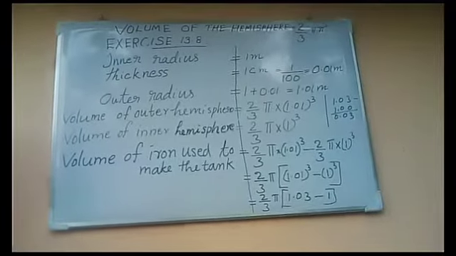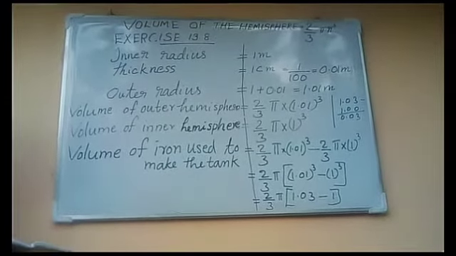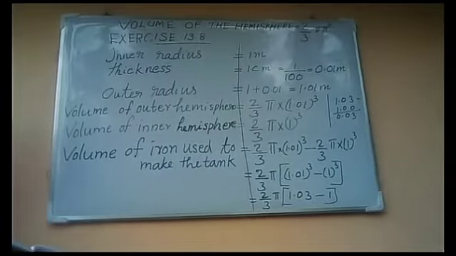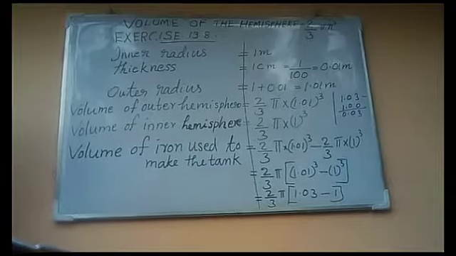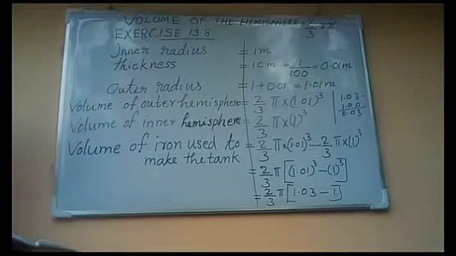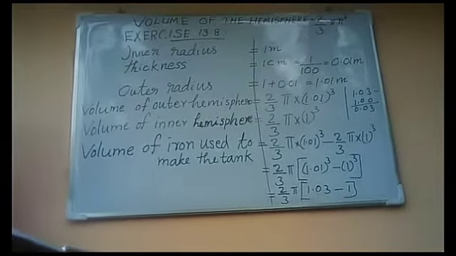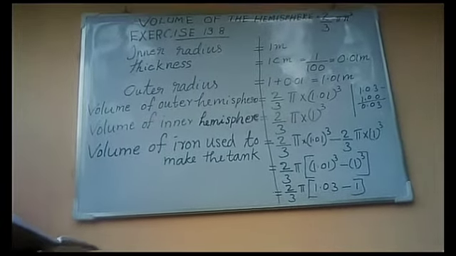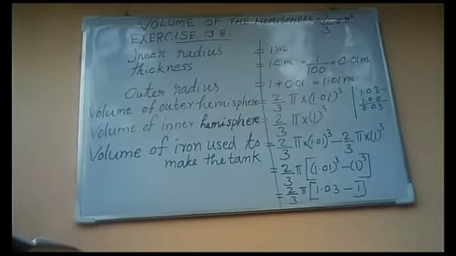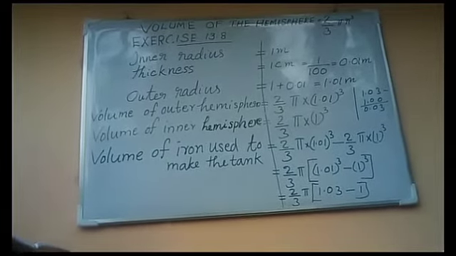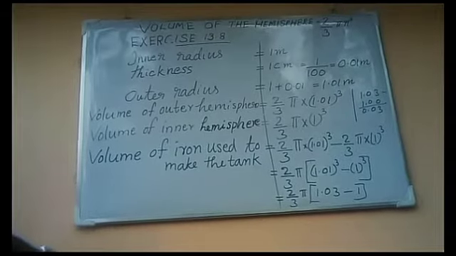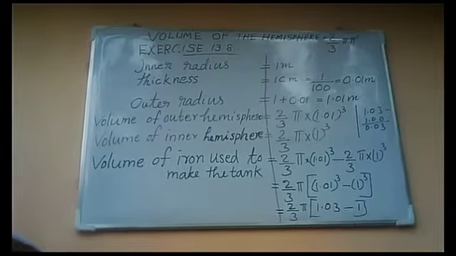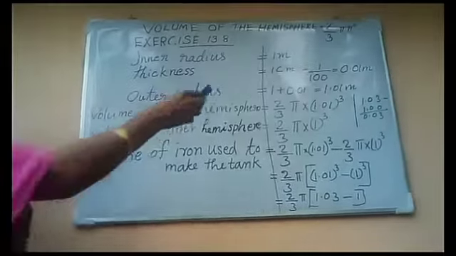A tank is made up of an iron sheet 1 centimeter thick. If the inner radius is 1 meter, then find the volume of the iron used to make the tank. Here is a hemispherical tank. It has two parts, one is the inner hemisphere and the other is the outer hemisphere. And here the inner radius is given, that is 1 meter, and the thickness is given, that is 1 centimeter.